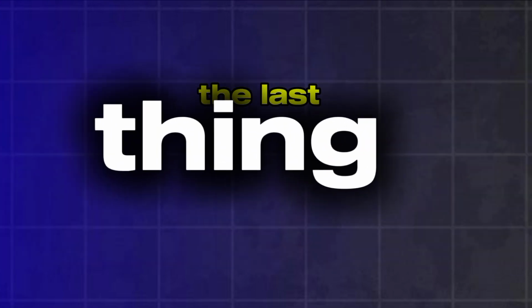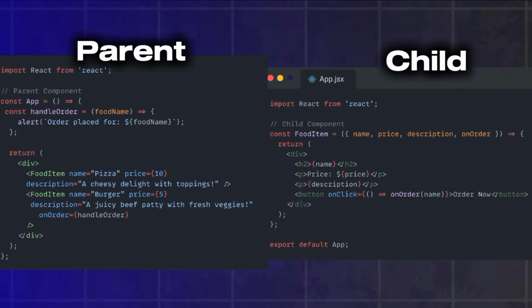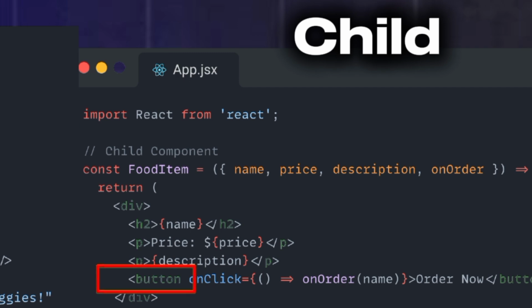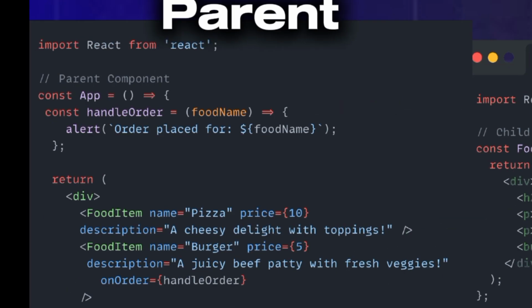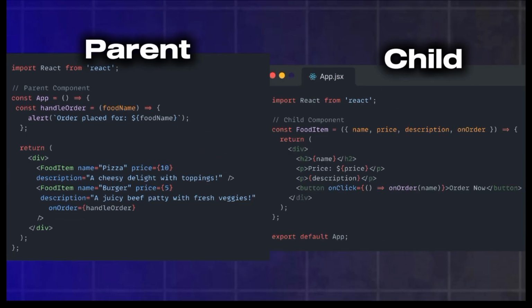The last thing I want us to talk about is you can also pass functions as props to your child component. Let's take a look at this example. In this example, I've added a button to my child component. I went to my parent component and added this handleOrder, and I created a function for the handleOrder. This button displays an alert whenever the button is clicked.